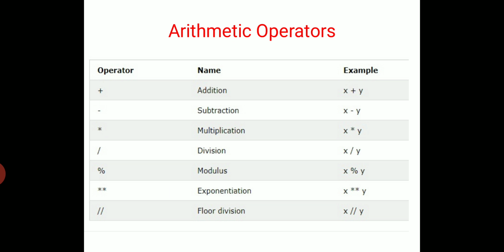Then modulus should be defined by the percentage operator, x percentage y, and exponentiation is double star, x double star y, and floor division is double slash. So we can write it x double slash y. So whenever you need any arithmetical operations, or we can say any mathematical operation, you use arithmetic operators in Python.